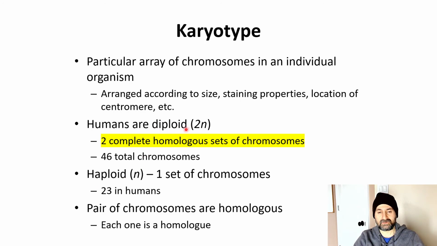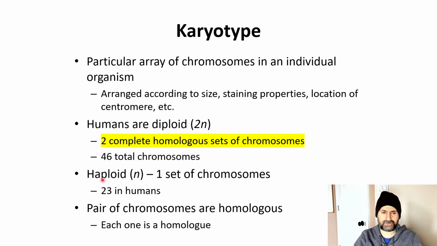Diploid cells, these are your somatic cells. Your somatic cells are diploid. Diploid means they have two complete homologous sets of chromosomes. For example, humans have 46 chromosomes: one set of 23 they inherited from their dad, and one set of 23 they inherited from their mom. And these are known as the homologous sets of chromosomes.